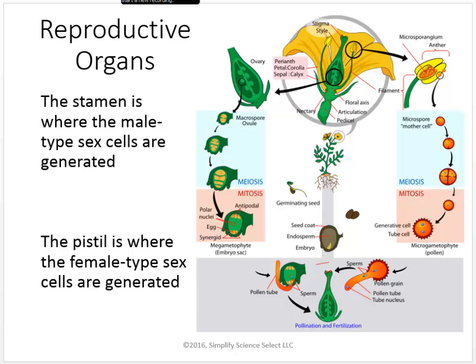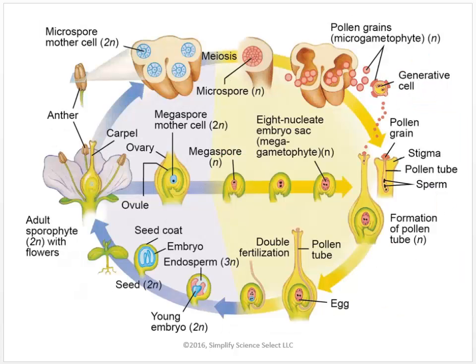And we get this cycle that goes on here. So the anther has all these pollen grains where we can generate these sperm cells that go to the stigma, and then those go through a pollen tube where they'll combine with the ovules, and we'll start to see the fertilization.